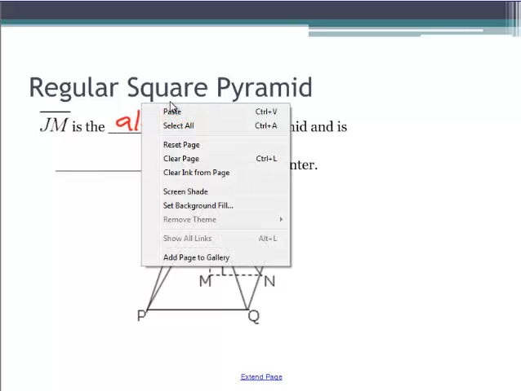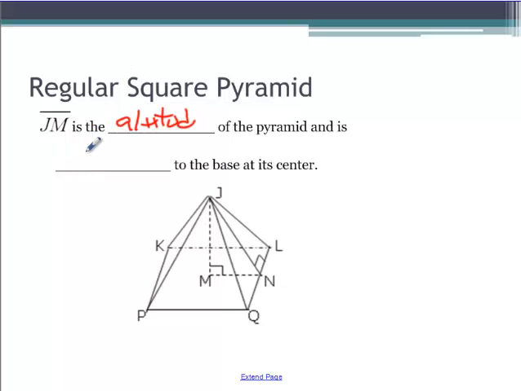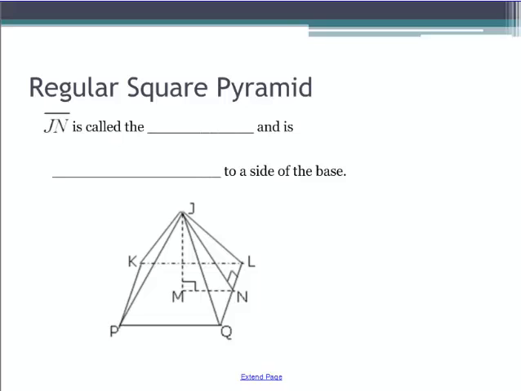Let's write that a little bit cleaner. Sorry about my handwriting. JM is the altitude of the pyramid, and it is perpendicular to the base at the center. So it forms a right triangle, and I'm going to trace that right triangle. JMN becomes a right triangle because JM is an altitude. In addition to that, JN is the slant height.